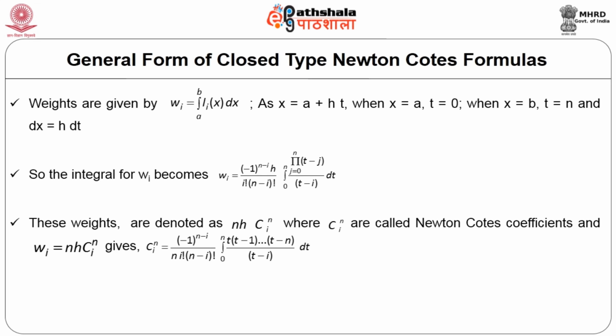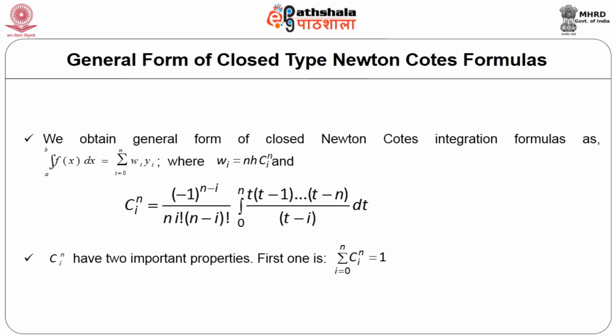So all the constant terms we take outside: h times (-1) raised to n minus i upon i factorial, (n minus i) factorial. And inside the integral sign we get 0 to n. The numerator is the product of (t minus j), j runs from 0 to n, and the denominator is (t minus i) dt. Basically it is only the terms t minus 1, t minus 2, ... t minus n except the factor t minus i, and that we are expressing as pi over j equal to 0 to n of (t minus j) upon (t minus i) dt.